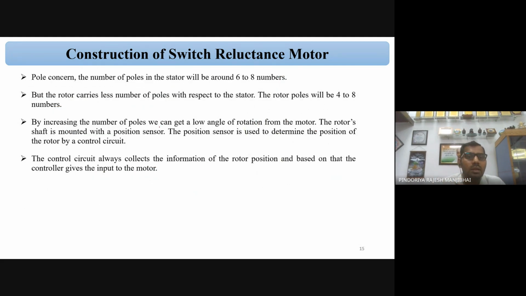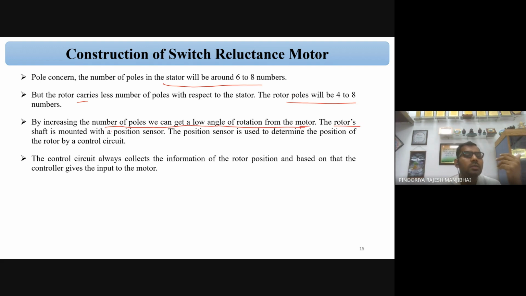The number of poles in the stator will be around 6 to 8. Yes, as I said in the previous slide, there is a 6 pole. In the case of the rotor, the poles will be 4 to 8. So normally we use 4 to 8 poles for the rotor and 6 to 8 poles for the stator. By increasing the number of poles, whether in the stator or the rotor, we can get a lower angle of rotation from the motor.